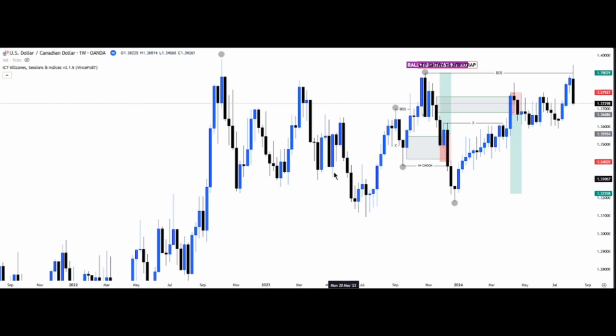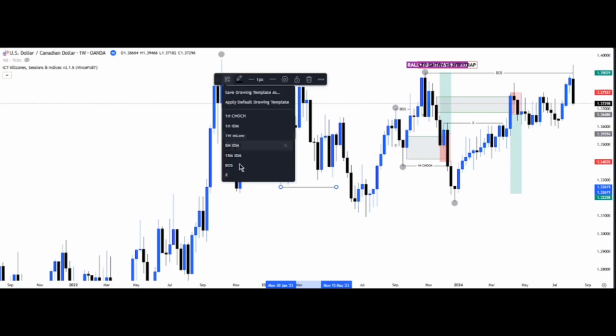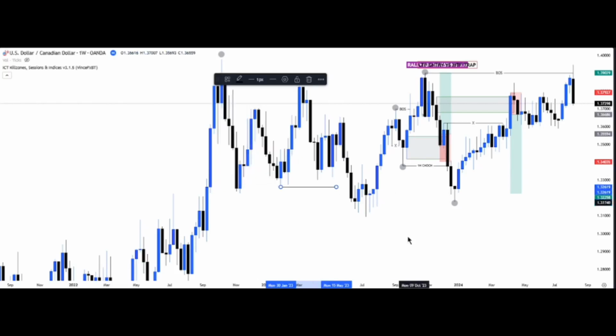Now, two, this is a high, internal structure high. Why is this a high? It is a high because it took out inducement here. Please watch this video over and over. So inducement is taken out there to confirm this internal structure high as a valid high. Okay, now your higher low, this low here cannot be confirmed just yet until price goes back up to take out this internal structure high here.